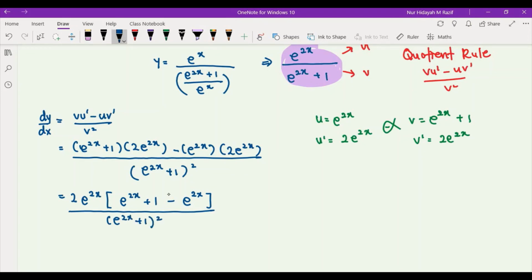So now that is what I have, and if you see here, I can cancel out because e power of 2x minus e power of 2x will give me 0. So whatever is left inside is just 1, and 1 multiplied by whatever is outside will remain the same. So I will have 2e to the power of 2x divided by e power of 2x plus 1 squared, and that is the final answer.